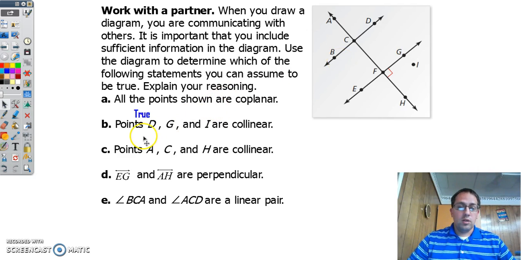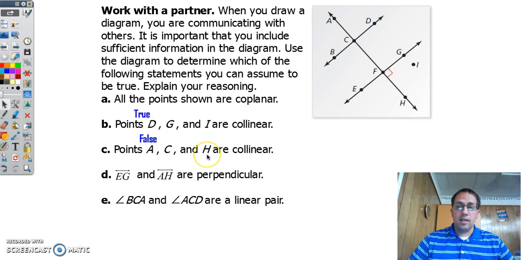All right. Points D, G, and I are collinear. Well, looking at this, we've got D, we've got G, we've got I. It looks like they might all be in a line. Can we assume that to be true? And that is false. Just because it looks like it's in a line, unless there's a line actually drawn between them, then we have to assume that these are not collinear unless we can prove it some other way.